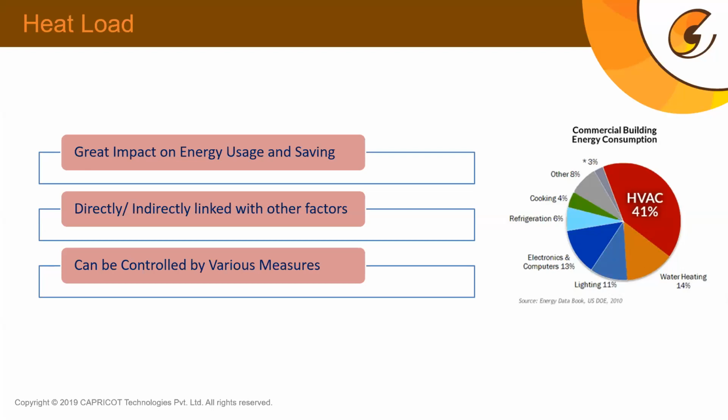So we know that heat load plays a very major role in the entire energy analysis, because it covers the highest percentage of the heat impact on the building. So it has great impact on energy use and saving. Directly or indirectly, it is linked to other factors, and it can be controlled by various measures.